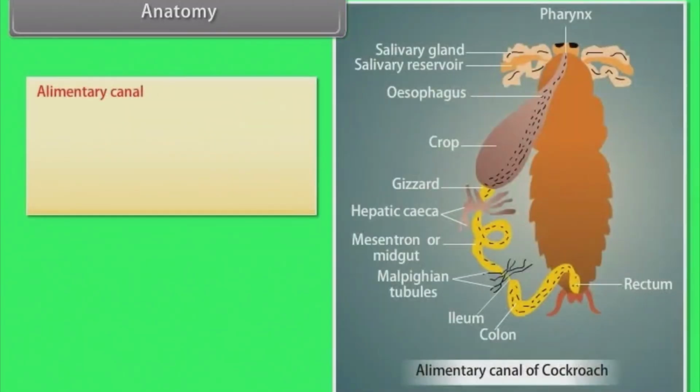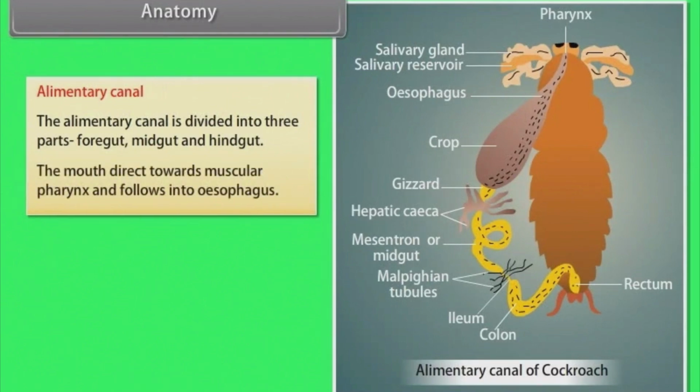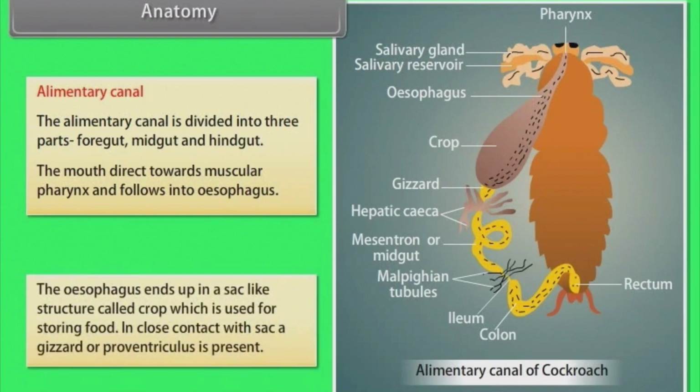Anatomy. Alimentary canal. The alimentary canal is divided into 3 parts: foregut, midgut, and hindgut. The mouth directs towards the muscular pharynx and follows into the oesophagus. The oesophagus ends up in a sac-like structure called the crop, which is used for storing food. In close contact with the crop, a gizzard or proventriculus is present.